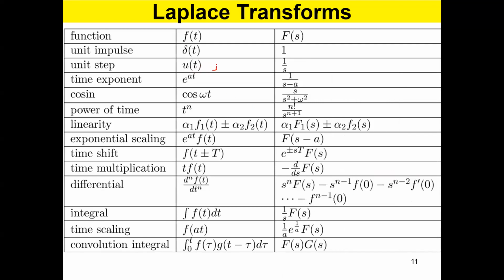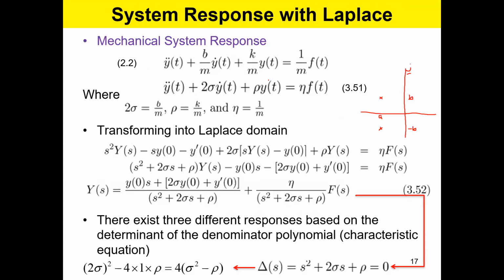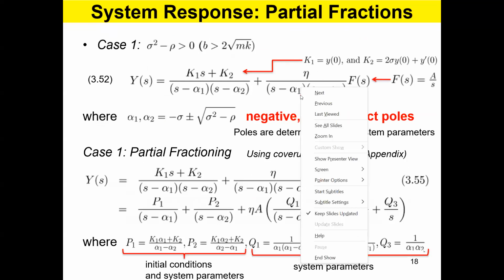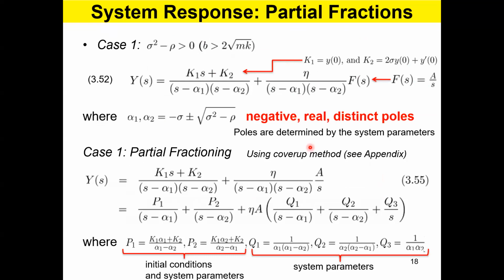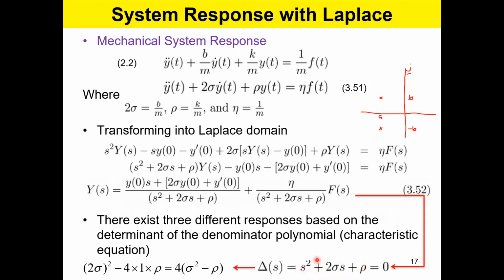Ut is something like this. So this is 1. Okay, all right. So the two eigenvalues alpha 1 and alpha 2 are given by minus sigma plus or minus square root of sigma square minus rho. So where do I get it from? I'm getting it from the characteristic equation here: s square plus 2 sigma s plus rho equals 0. They are alpha 1 and alpha 2.